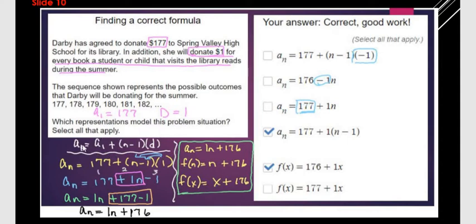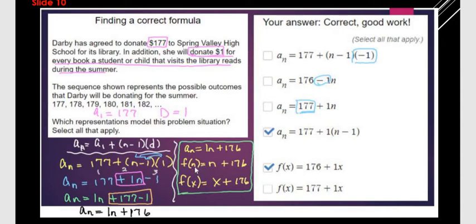Select all that apply. The first thing you need to do is set up the explicit formula. Then DSR: distribute, which you just did, simplify, and then you're going to replace. So when I look at this and simplify it, and use the distributive property, I'm going to come up with this right here, 177 plus 1n minus 1. Write your second term down first, and then add your first and your last terms together, and come up with 176.